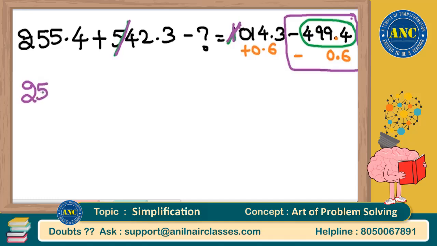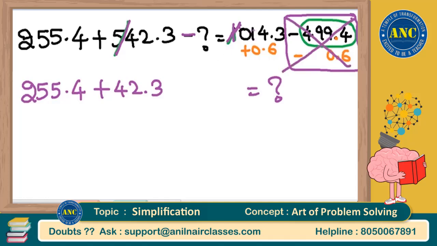You are left with, left hand side, 255.4 and 42.3 left out. Minus question mark shifted to the right hand side becomes plus question mark. This term is ruled out right now. Here, 1000 is cancelled. 14.3 plus 0.6, 14.9 is left out. Come to the left hand side, it becomes minus 14.9. This way of calculation is something which I want to teach you always, right?